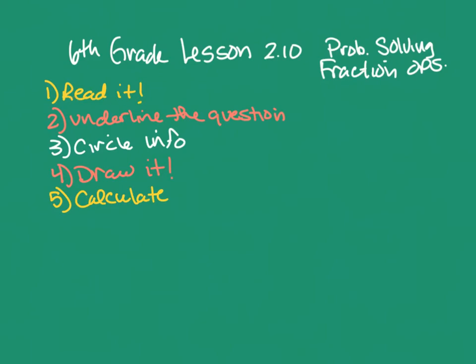Step 2, underline the question. On the read it step, by the way, sometimes it takes me 2 or 3 reads, and then I go and underline the question so I know what it's asking me. And sometimes I'm still unclear on what needs to be done. Then step 3, I circle the information they gave me, and still sometimes I'm unclear on what needs to be done. Step 4, I draw it. This usually is the one that clears things up for me on the most complex problems. I draw the situation, I draw what's going on. And then finally, I have direction of what needs to be done, and I calculate it.